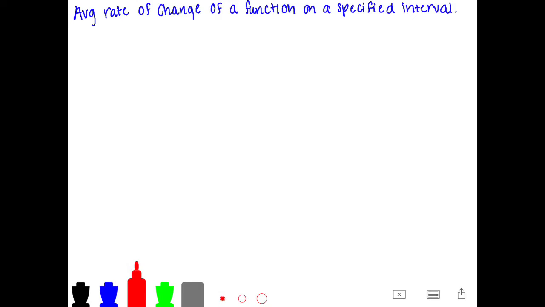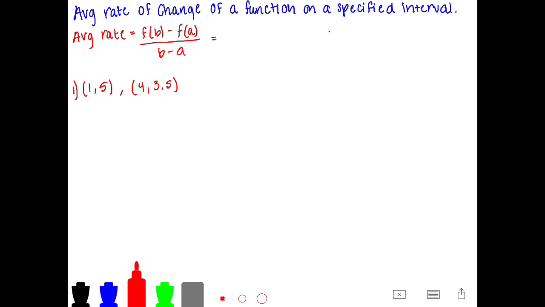In this video, I'll be finding the average rate of change of a function on a specified interval. First, the formula for average rate equals f of b minus f of a all over b minus a. Alright, so for instance, let's say we're given the intervals 1, 5 and 4, 3.5.